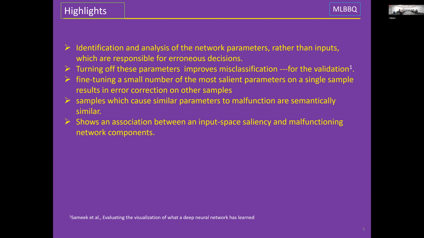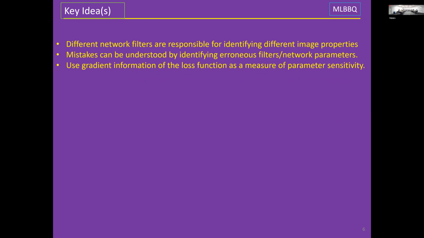And this paper also shows an association between input space saliency and malfunctioning network components that we will see in later slides. So the key idea is different network filters are responsible for identifying different image properties or different input properties, and mistakes can be understood by identifying erroneous filters and network parameters. So these are all of the hypotheses the authors made: that different filters are responsible for different functionalities, and mistakes can be understood and can also be corrected by identifying erroneous filters and correcting them.